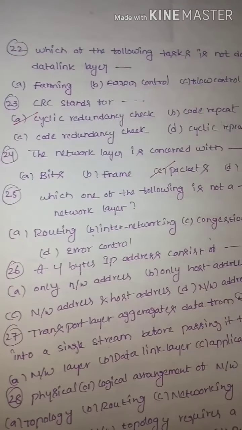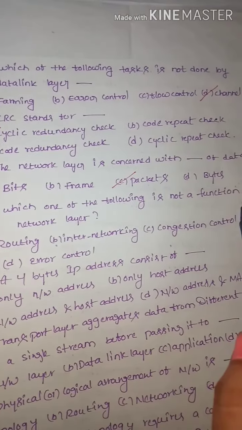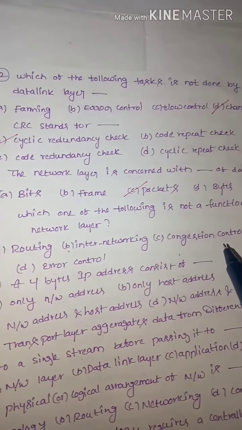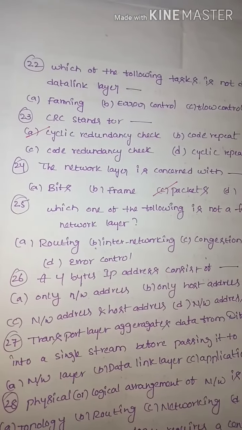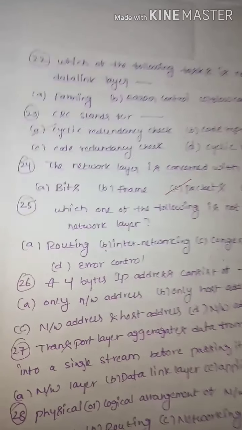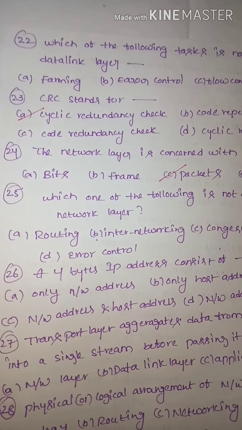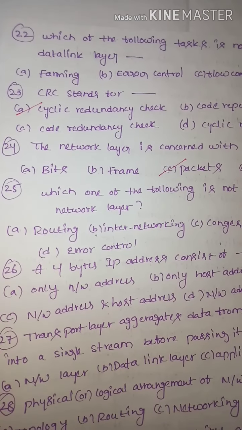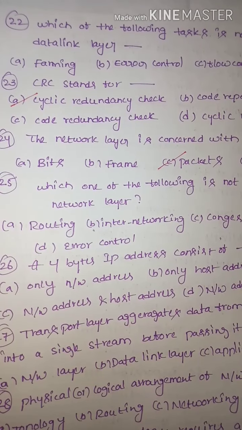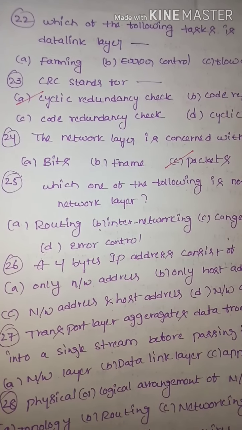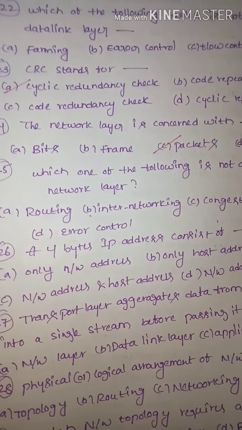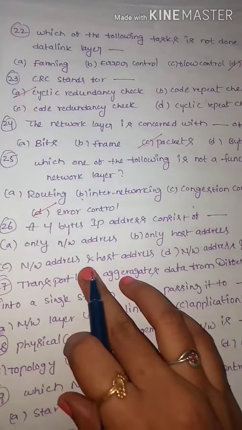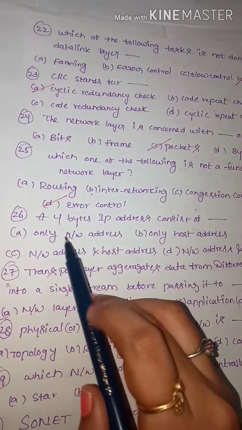Option C. Next one, which one of the following is not a function of the network layer? Option A routing, option B internetworking, option C congestion control, option D error control. In the OSI model, the network layer is the third layer and it provides the data routing paths for network communications. Error control is a function of the data link layer and the transport layer. So the correct answer is option D, error control.